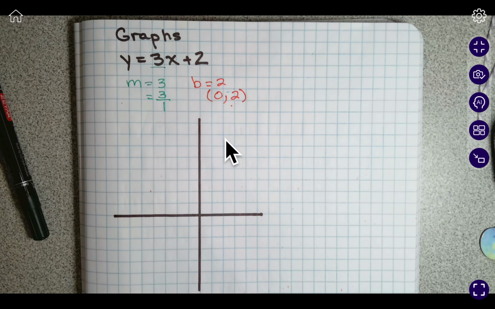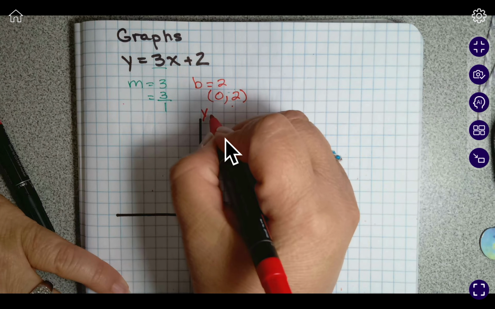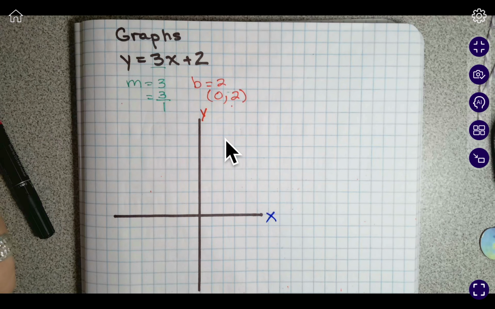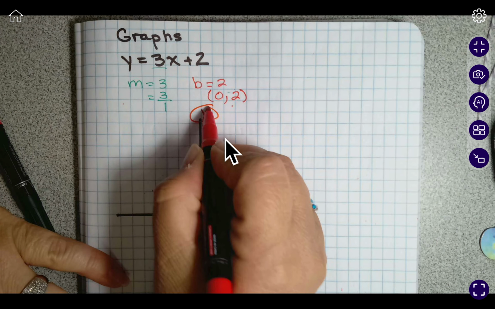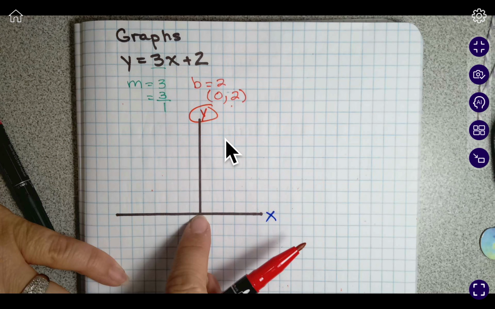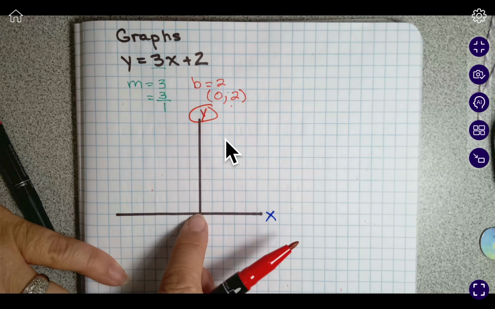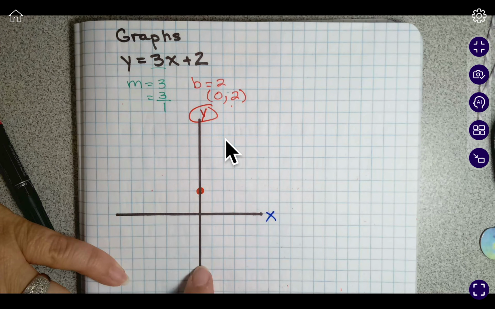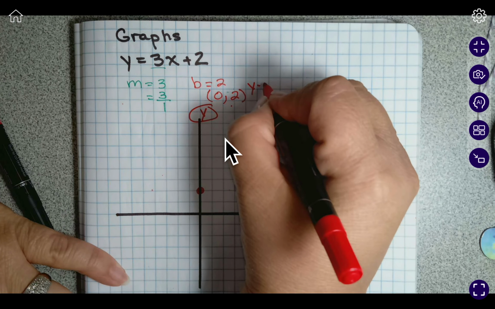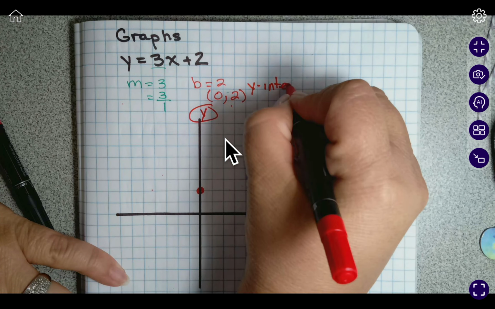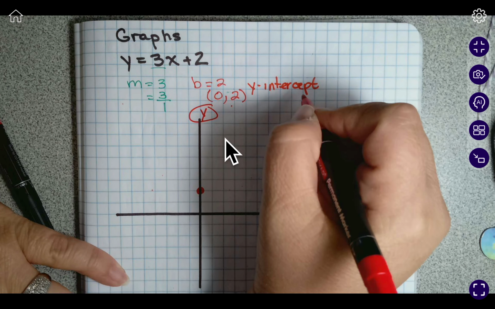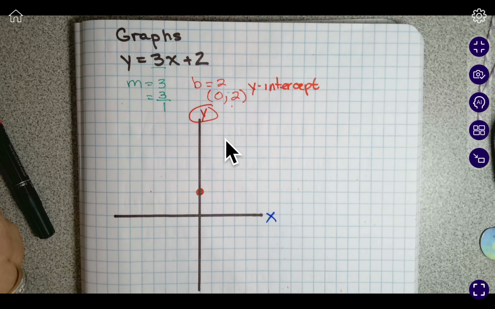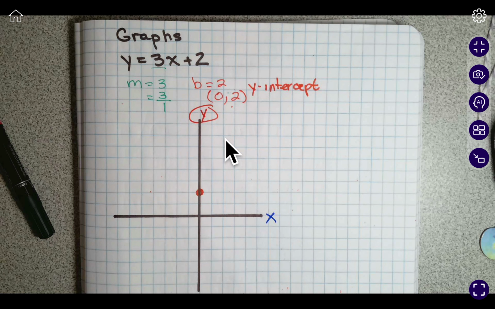So this is our y-intercept. Here's our y-axis. This is the x-axis. This is our y-axis, and that's where we're going to use (0, 2). 0, so we don't move this way or that way, and we go up to 2. And this is our y-intercept. Well, that's where it crosses the y-axis, right? Then we use our slope to find the next point.